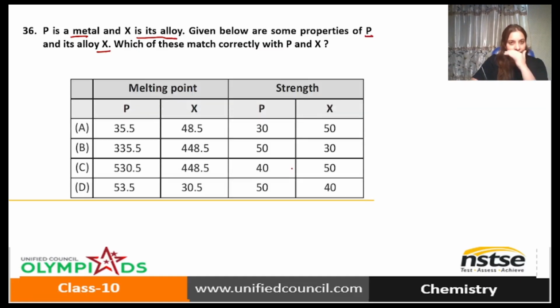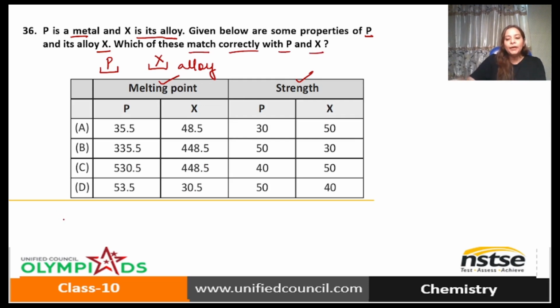So here a table is given and I think you understood the question, that here we have two things, P as a metal and X is its alloy, means alloy of P metal. So here we are considering two properties, that is its melting point and strength. Basically we are comparing the melting point of metal P with its alloy and also the strength of metal P with its alloy. Now we need to pick the correct option which shows the correct match with P and X.